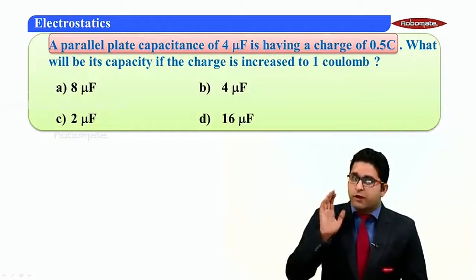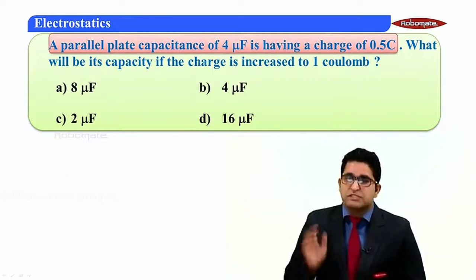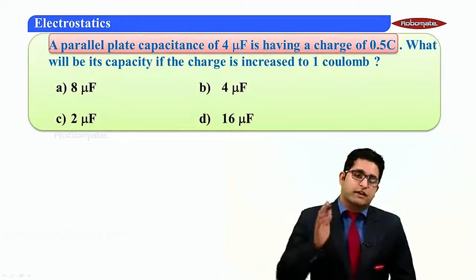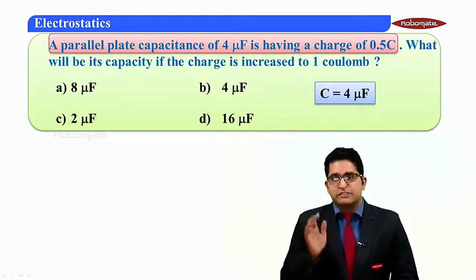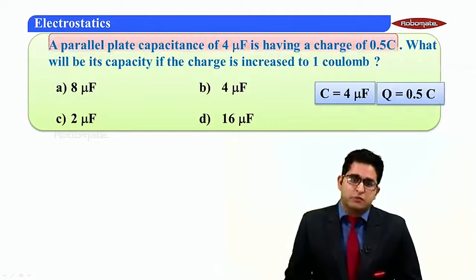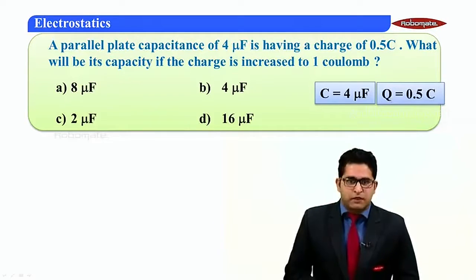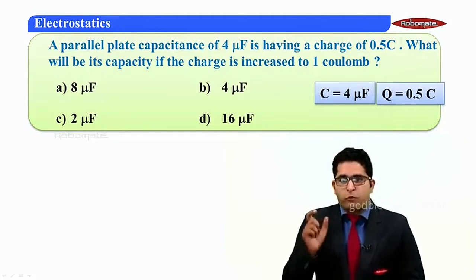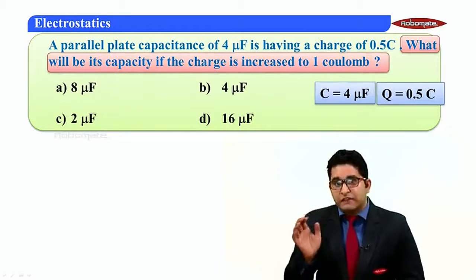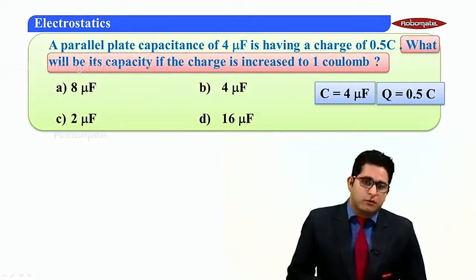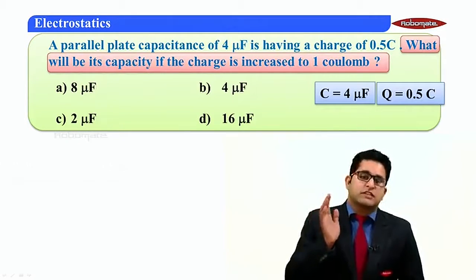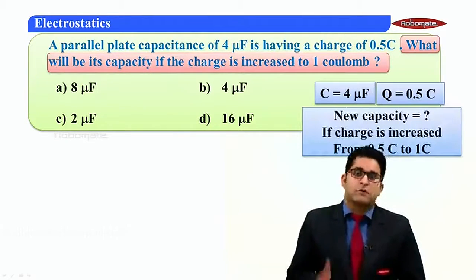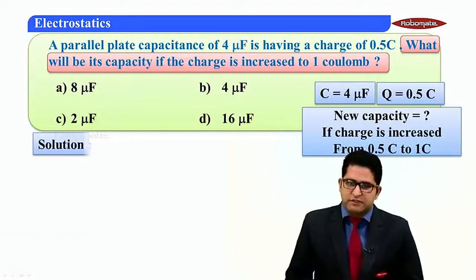So here we are provided with a capacitor which is having capacity 4 microfarad. So I can write capital C is equal to 4 microfarad. And the value of charge is 0.5 coulomb, so I can write capital Q is equal to 0.5 coulomb, right? Now let us analyze the second line. What will be its capacity if the charge is increased to 1 coulomb? So we are supposed to find out the new capacity when the charge is increased from 0.5 coulomb to 1 coulomb, right? So let us start with the solution.